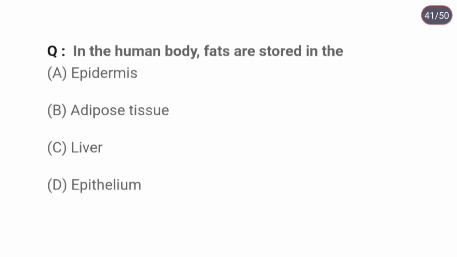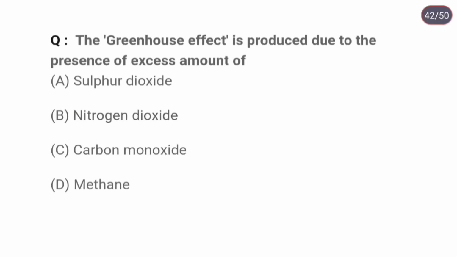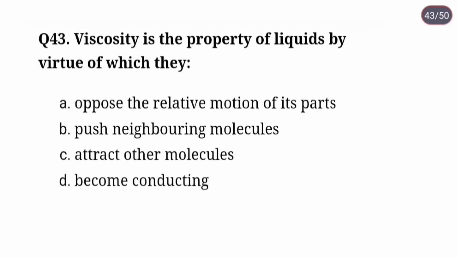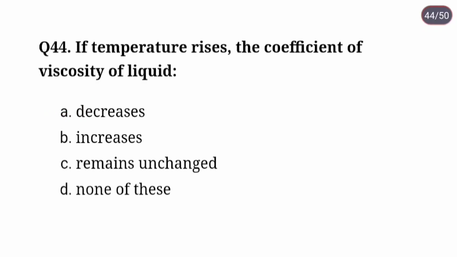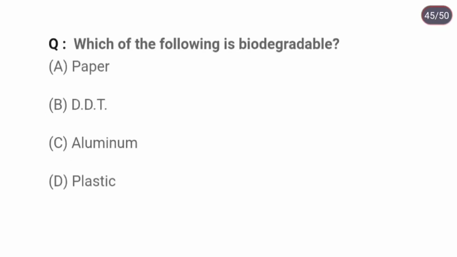In the human body, fats are stored in the adipose tissue. The greenhouse effect is produced due to the presence of excess amount of methane. Viscosity is the property of liquids by virtue of which they oppose the relative motion of its parts. If the temperature rises, the coefficient of viscosity of liquid decreases.